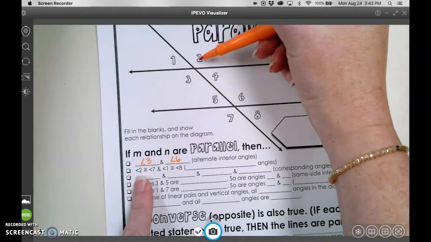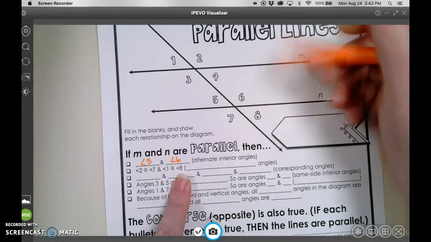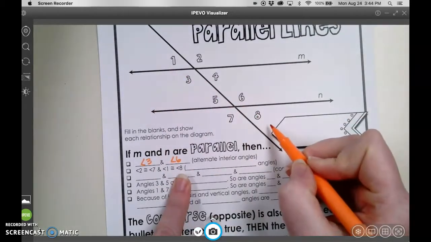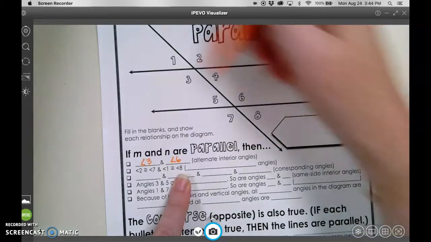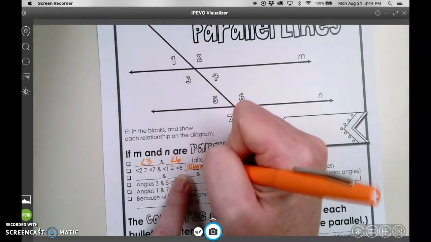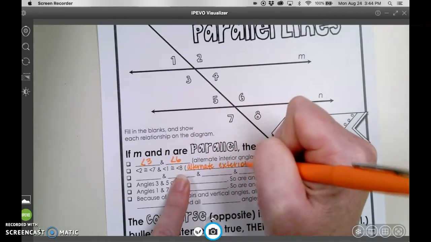Angle 2 is congruent to angle 7, and angle 1 is congruent to angle 8. And then you're supposed to be naming those angles. Well, 1 and 8 are on the outside, so that's an exterior something. And then they're also on opposite sides of the transversal. So these are alternate exterior angles.